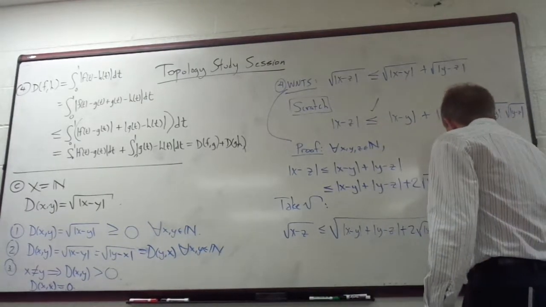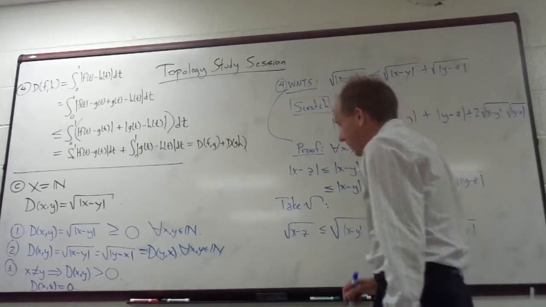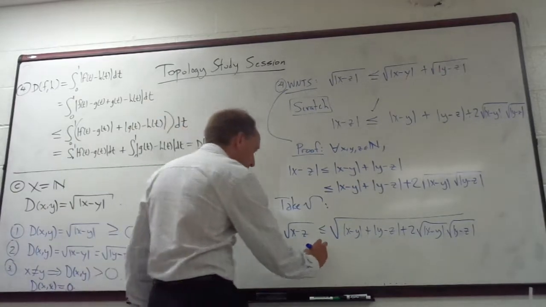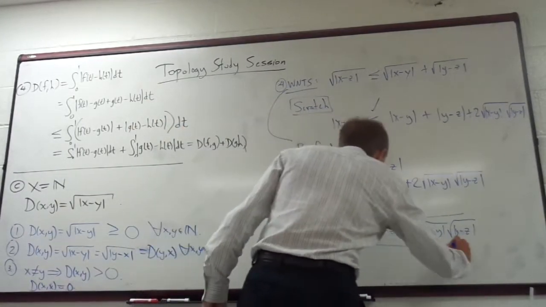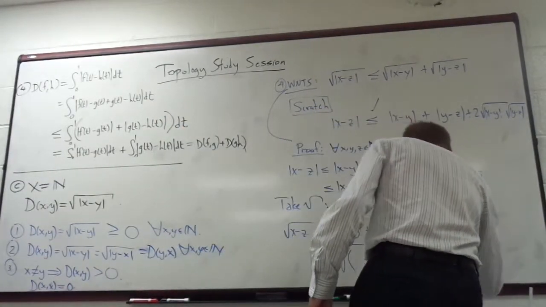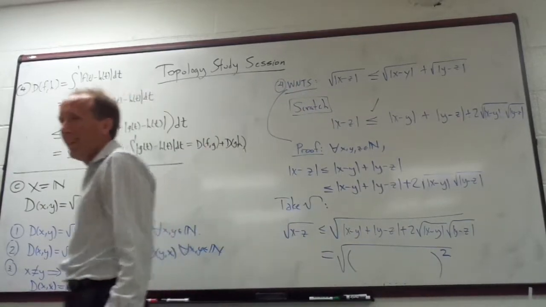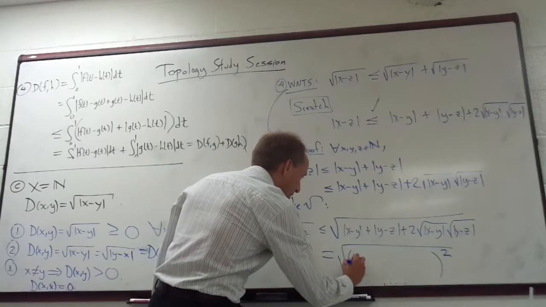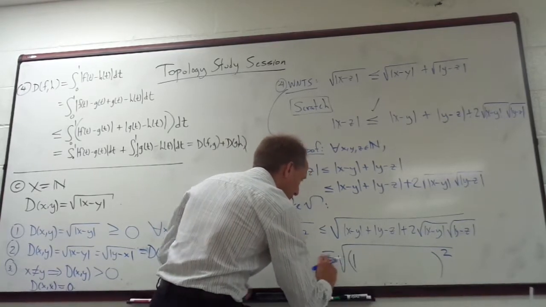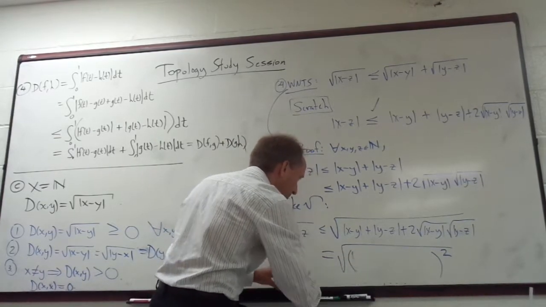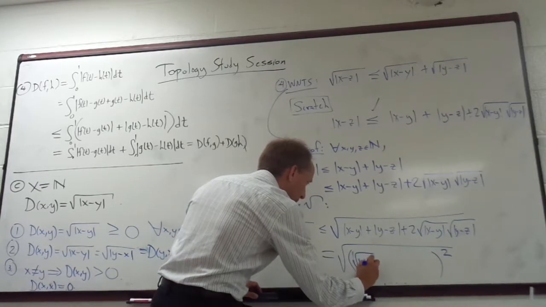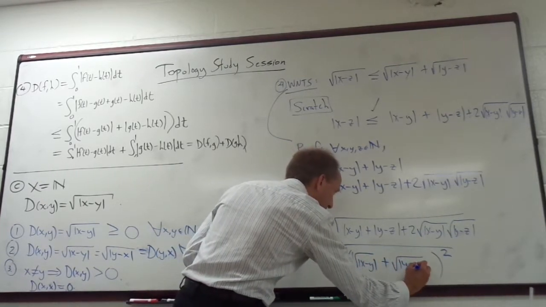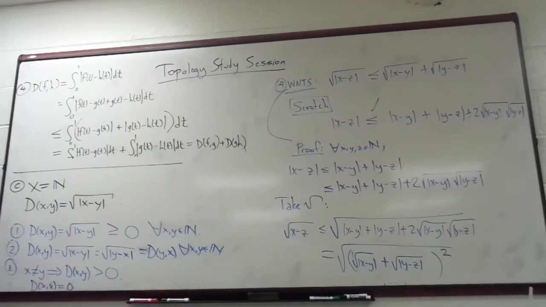Just take a little bit of care to write that out properly. And then you just have to notice that what you actually have there is the square root of something squared. The thing under the radical is literally just the square root of absolute x minus y plus the square root of absolute y minus z. That's actually what you have there.